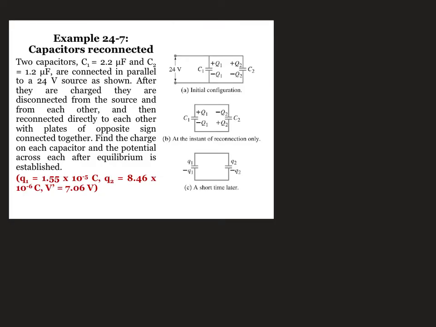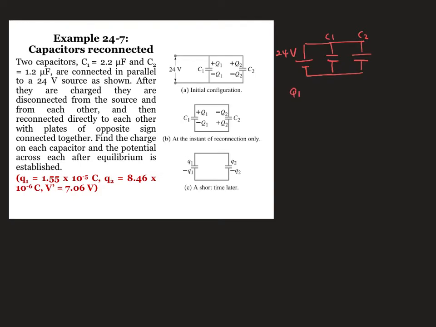When you connect the capacitors with the battery, definitely there will be charge moving because of the battery. So you have C1 here, C2 here, and then you have 24 volt here. We assume that it's fully charged, therefore we need to find the charge accumulated at C1 and the charge at C2.